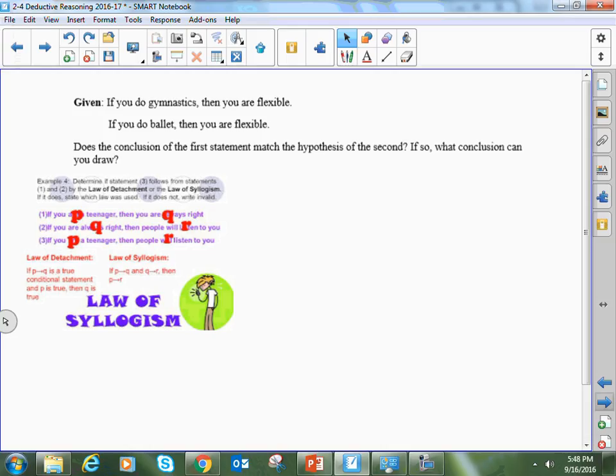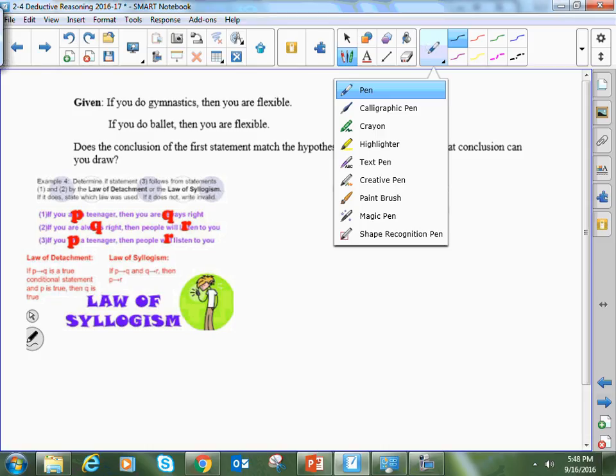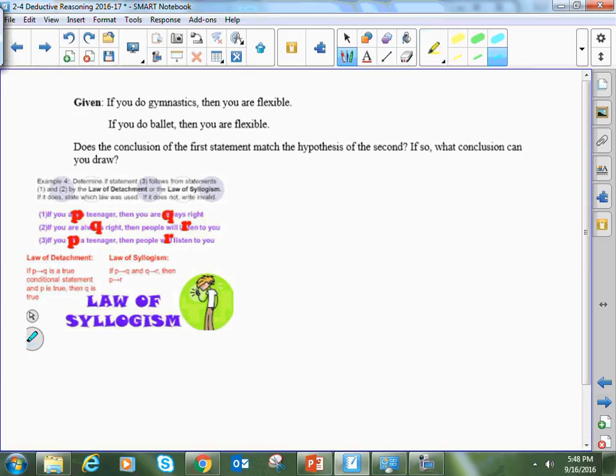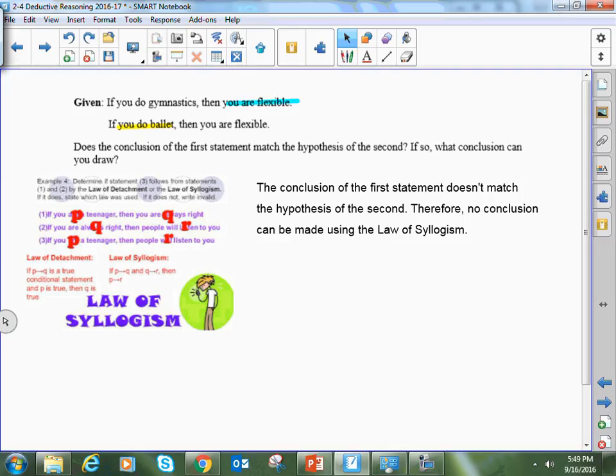Looking at these two conditional statements, because I'm practicing the law of syllogism, I want to know, does this conclusion match this hypothesis? And in this case, one conclusion is talking about something being flexible, and the second one is talking about in its hypothesis that they do ballet. Now in this case, the conclusion of the first statement does not match the hypothesis of the second statement. Therefore, we cannot make a conclusion using the law of syllogism.